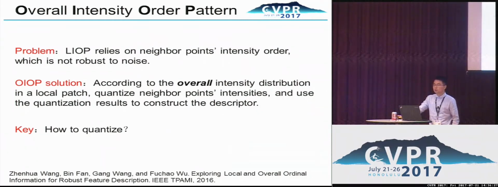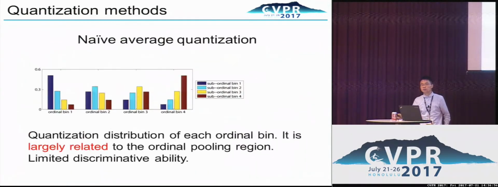To solve this problem, we further propose another method called OIOP. It quantizes the intensities according to the overall intensity distribution in a local patch. The quantization results are used as a kind of low-level feature to construct the descriptor, also in the framework of intensity order pooling. So the problem is how to quantize. A naive solution is to use the average quantization. This approach quantizes intensities equally.